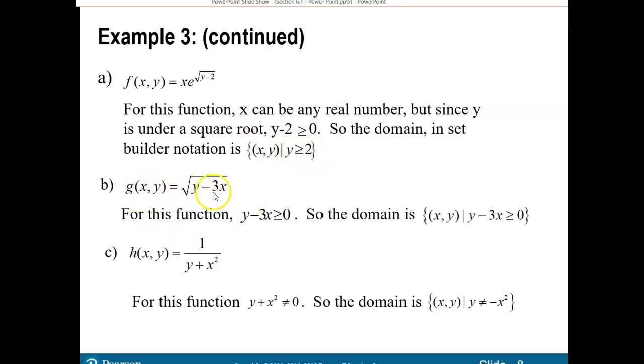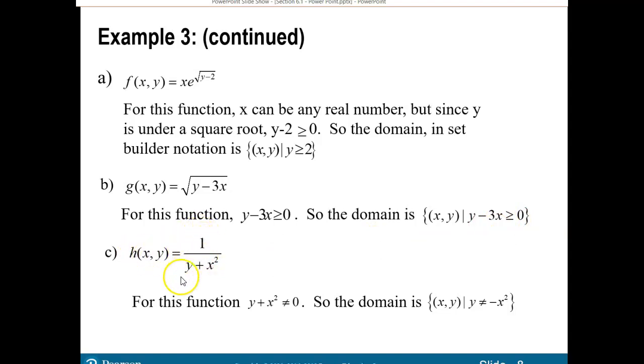All right, for b, it was this function. This time, this whole expression y minus 3x is under a square root. So here we want y minus 3x to be greater than or equal to 0. So the domain would be the set of all x, y such that y minus 3x is greater than or equal to 0. And you could leave it like that, or I think they're going to give you multiple choice, and you might just be filling in the blank for the set builder. You could write it as y greater than or equal to 3x, right, or just list it as this.